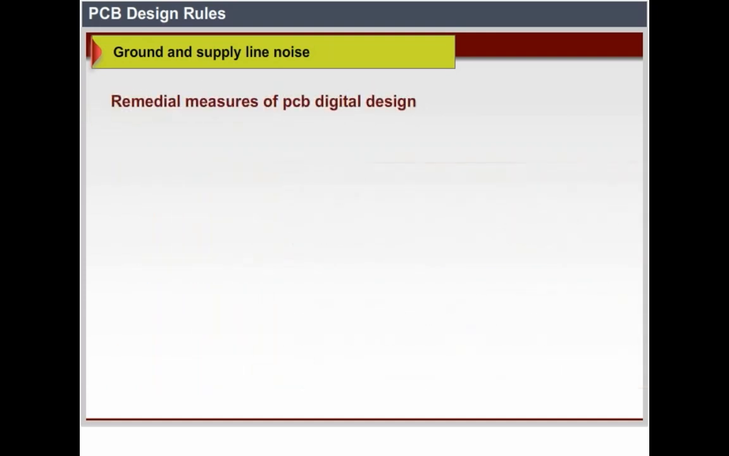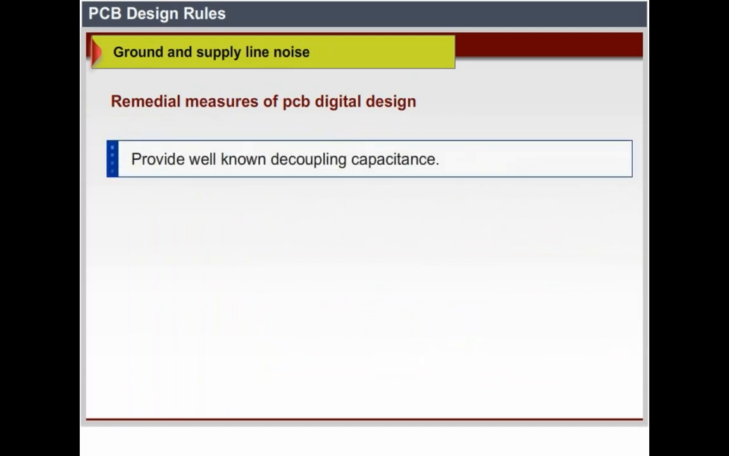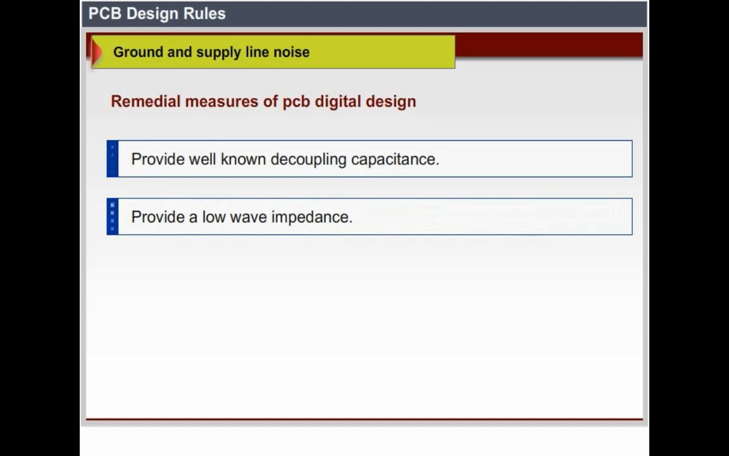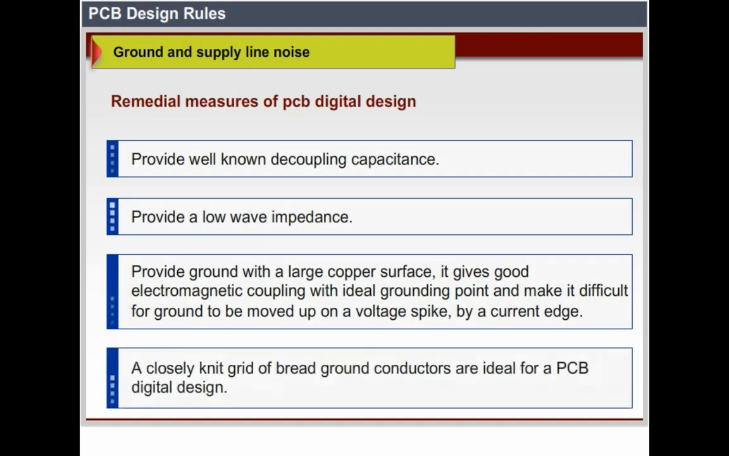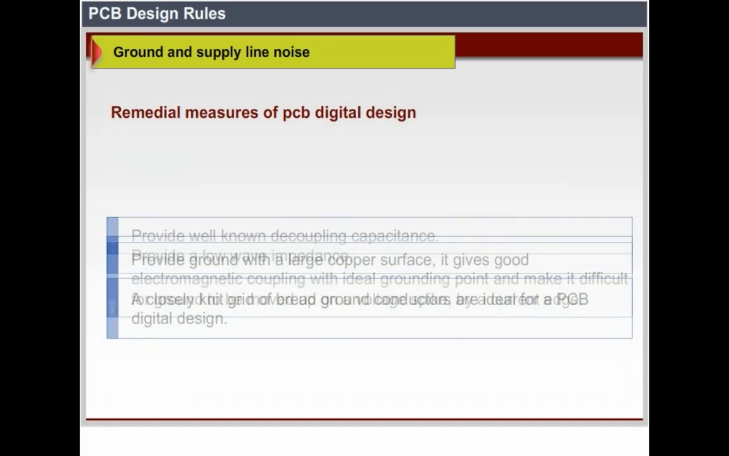Remedial measures of PCB digital design. Provide well-known decoupling capacitance. Provide a low wave impedance. Provide ground with a large copper surface. It gives good electromagnetic coupling with an ideal grounding point and makes it difficult for ground to be moved up by a voltage spike from a current edge. A closely knit grid of broad ground conductors is ideal for PCB digital design.